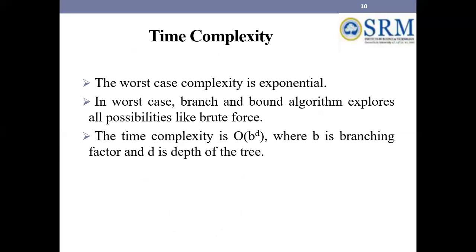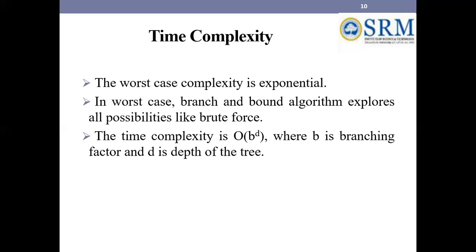And what's the time complexity? That is exponential, that is B power D. In the worst case, the branch and bound algorithm explores all possibilities like brute force. What is B and what is D? B is the branching factor, the number of possibilities at each level. And what is D? Depth of a tree, the number of edges from the root node to the solution node. The number of levels in the state space tree is called the depth of a tree.